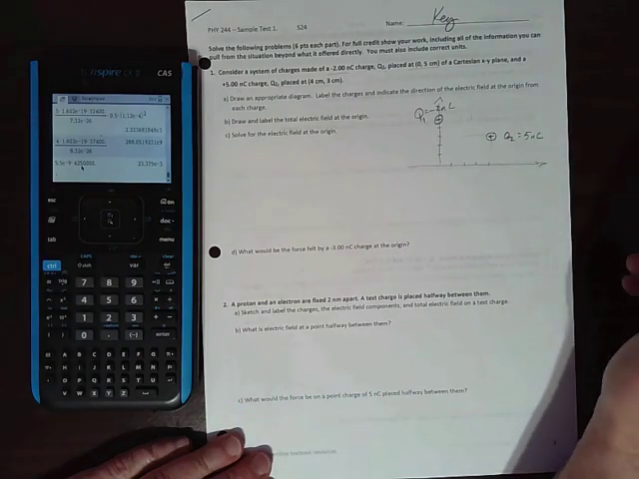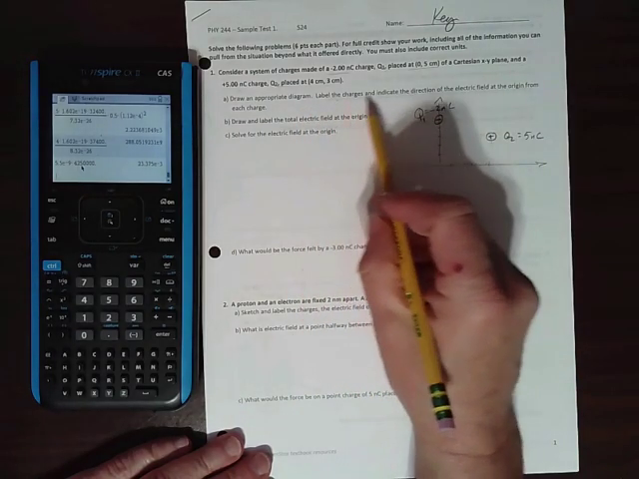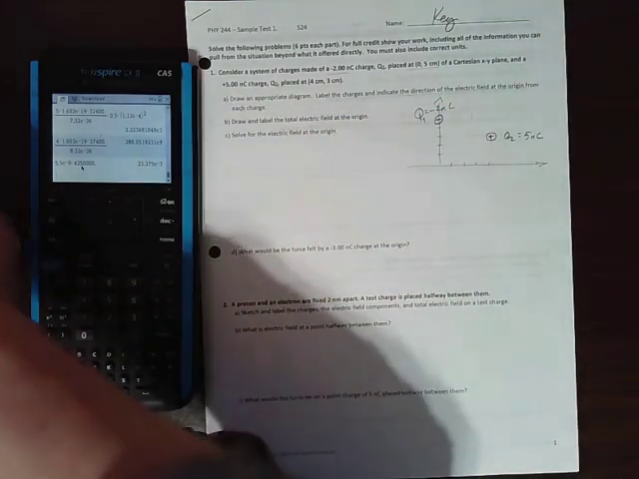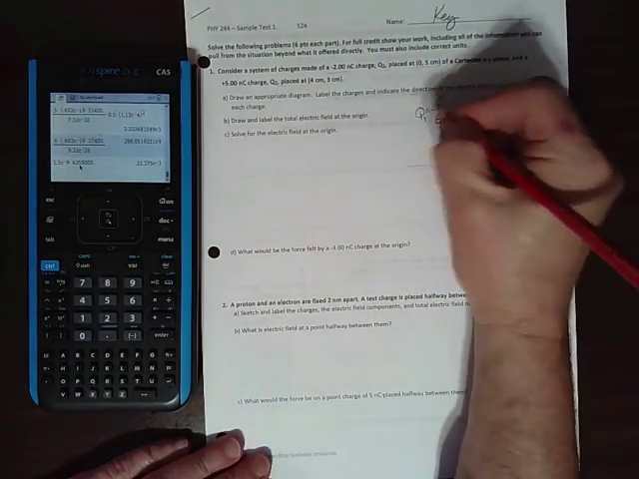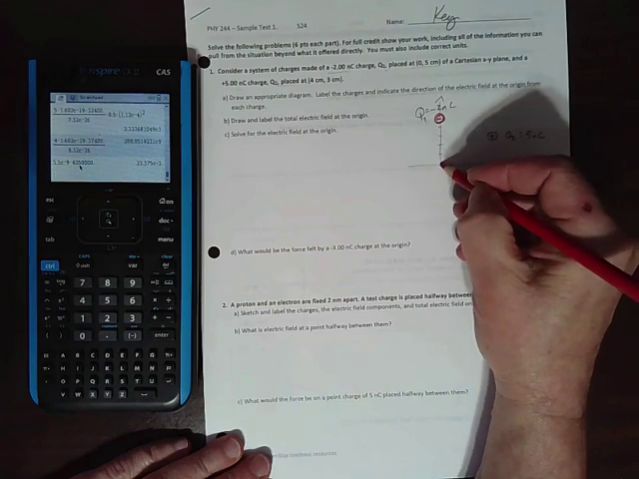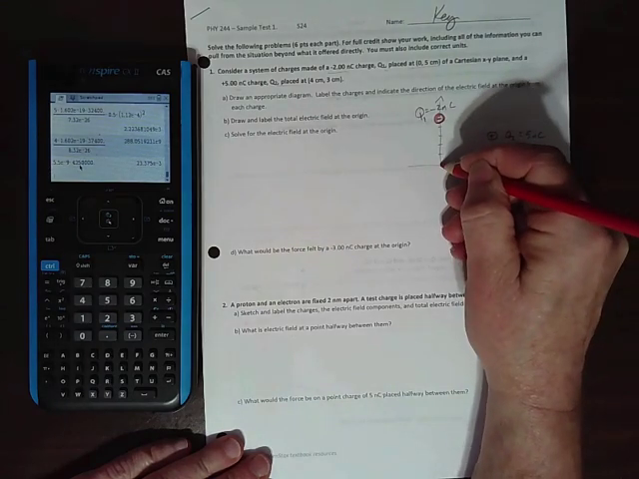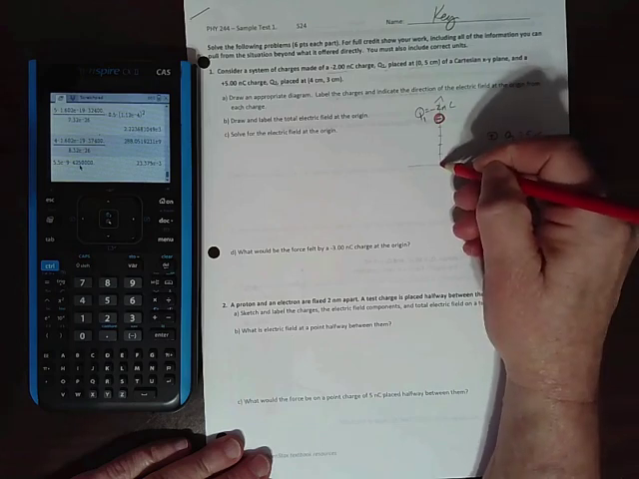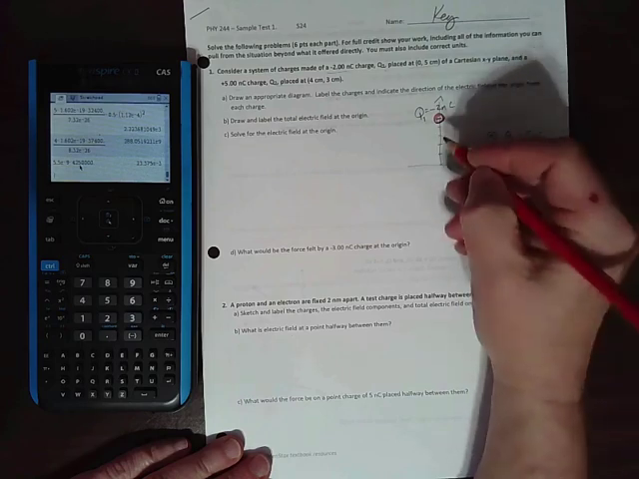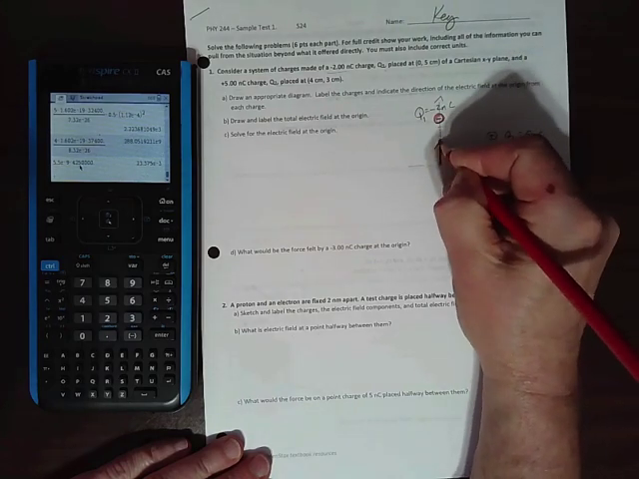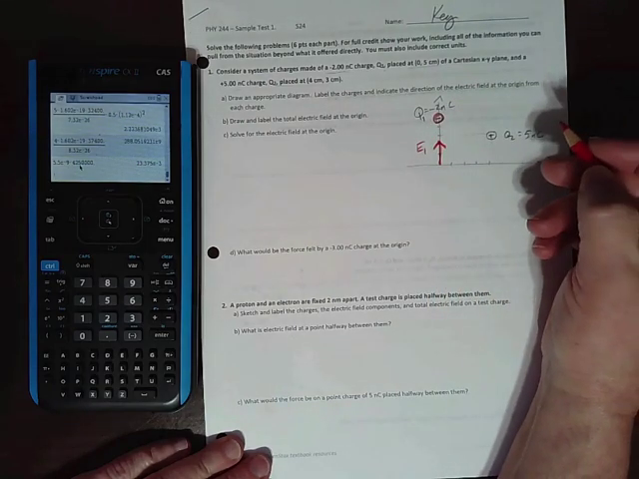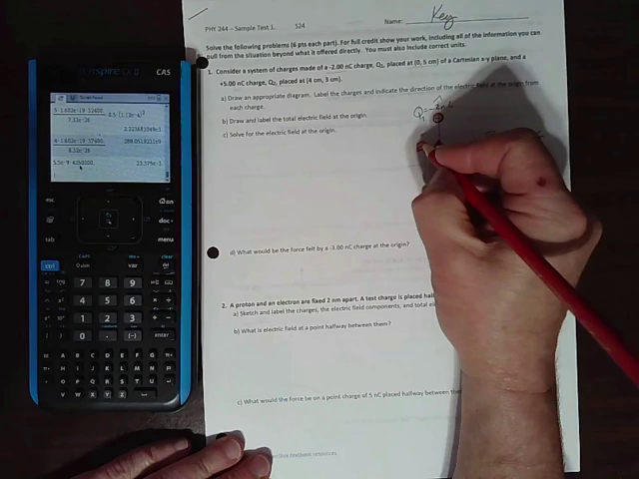Okay, so the diagram: label the charges, direction of electric field at the origin from each charge. Let's say Q1 is here. The electric field is always what a positive test charge would feel at the origin. So what would a positive charge right here feel from this -2 nanocoulombs? It would be attracted, so the force would be this direction, and so would the field. Let's call this E1.